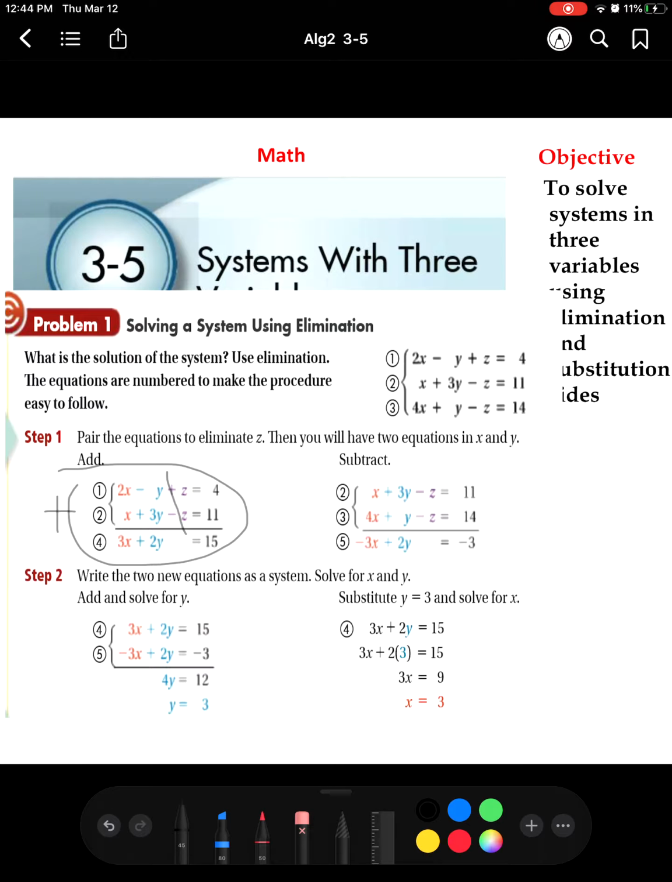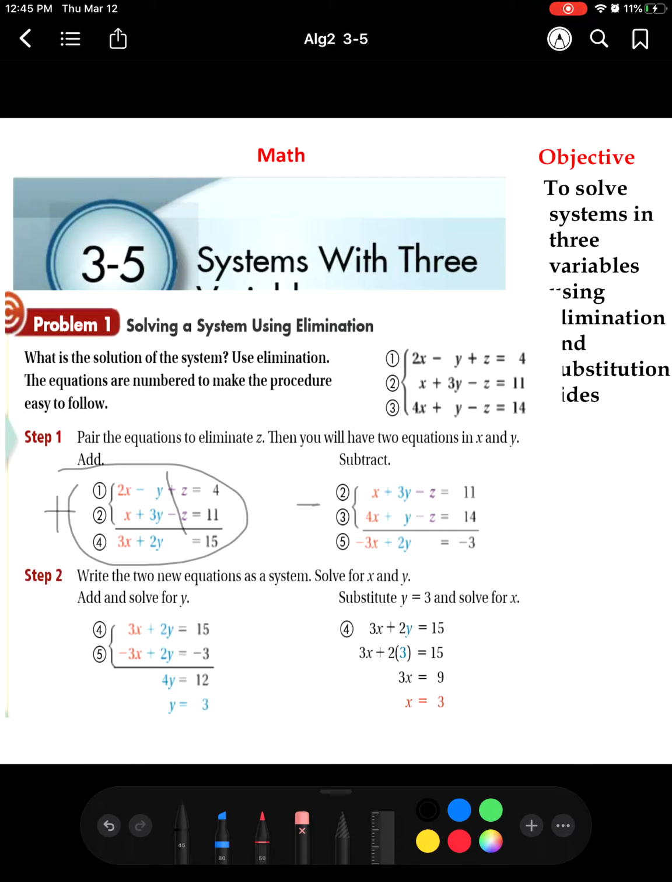I'll take equation number 2 and 3, and I will add them in the same way. If I add them, I will keep the z here. Let's try adding them. X plus 4x, it will be 5x. 3y plus y, it will be 4y. Minus z plus minus z, it will be minus 2z. So did I eliminate anything? No. So I'll decide that I will subtract them. So adding or subtracting is not a problem for me.